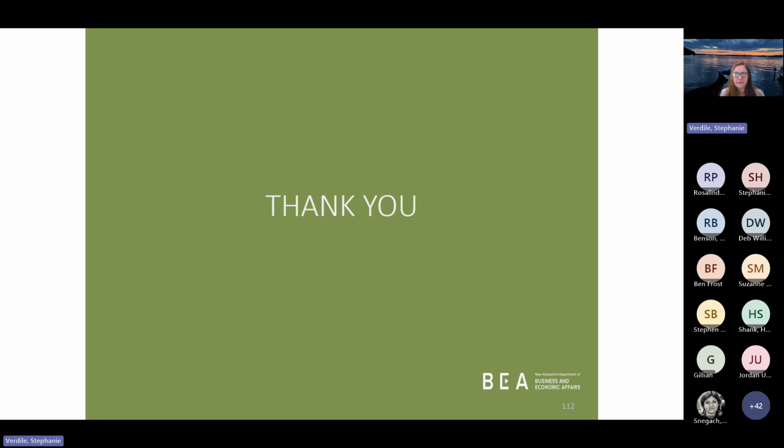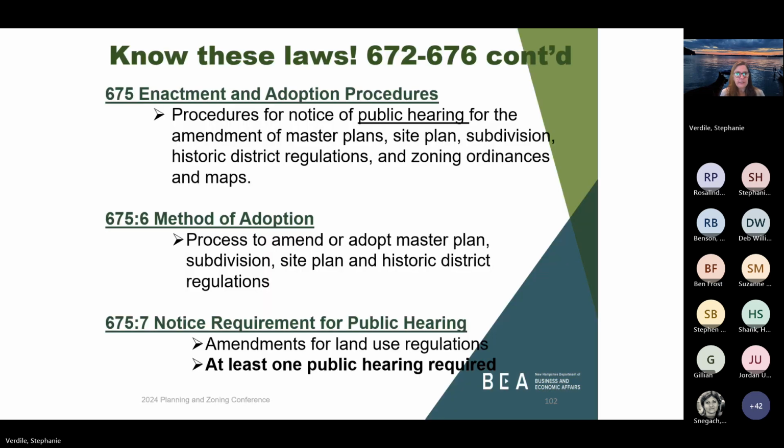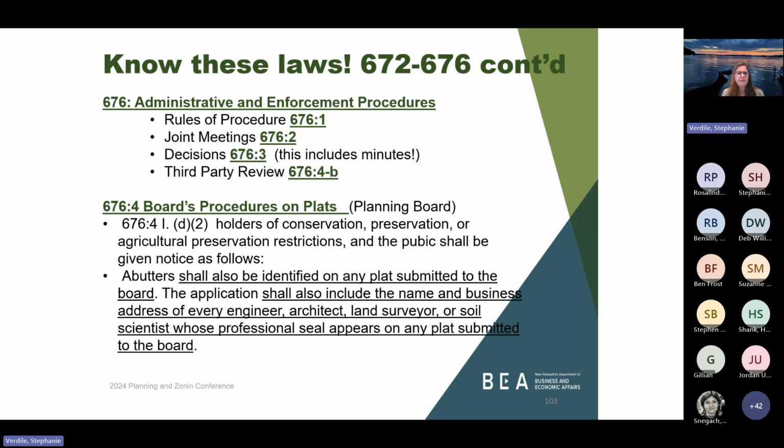It's for the benefit of the town. I'm trying to find the slide. Where is it? Right here. Third-party review, 676 for B. Yes, absolutely. Planning boards should be utilizing third-party review. The applicant pays for it.